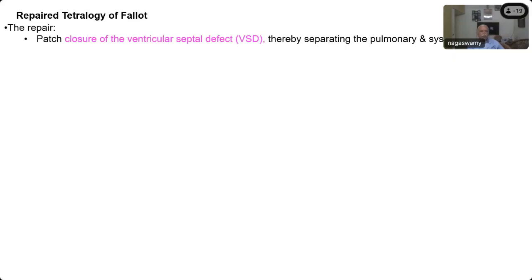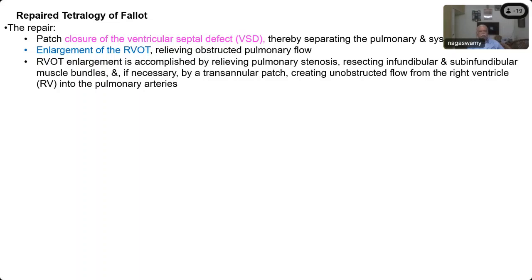In repaired Fallot tetralogy, the repair normally done is the closure of the ventricular septal defect. That is the first thing, and separating the pulmonary circulation from systemic circulation. Then you have to remove the obstruction to the right ventricular outflow. That can be done by enlarging it, depending upon the nature of the origin of the pulmonary artery, whether it is pulmonary valve stenosis, the infundibular section of muscle fibers, a transannular patch causing the constriction, or, beyond the valve, a narrowing of the vessel which may require a patch graft.